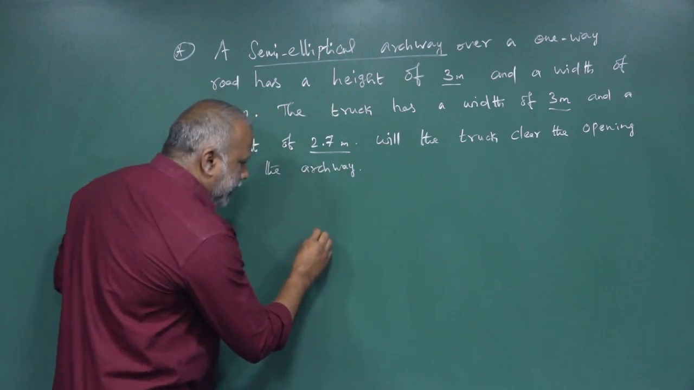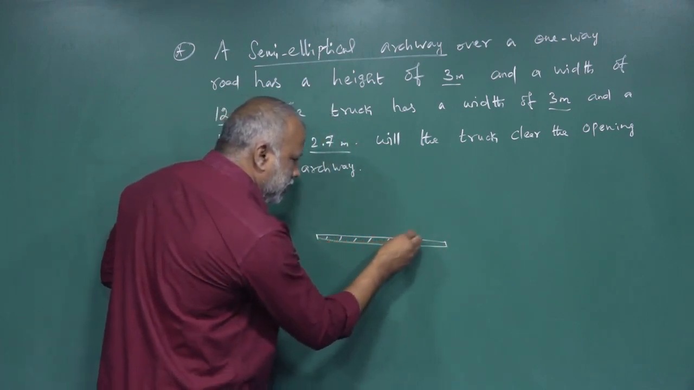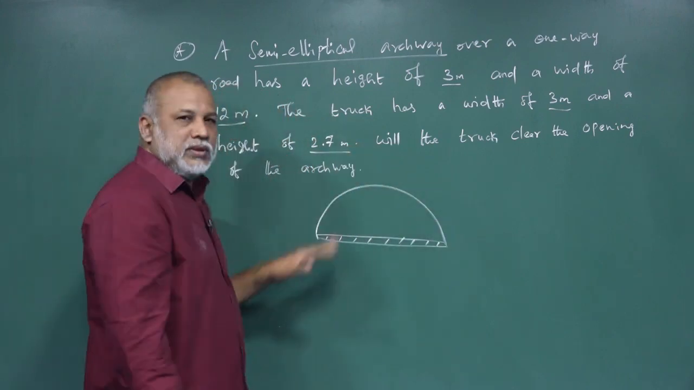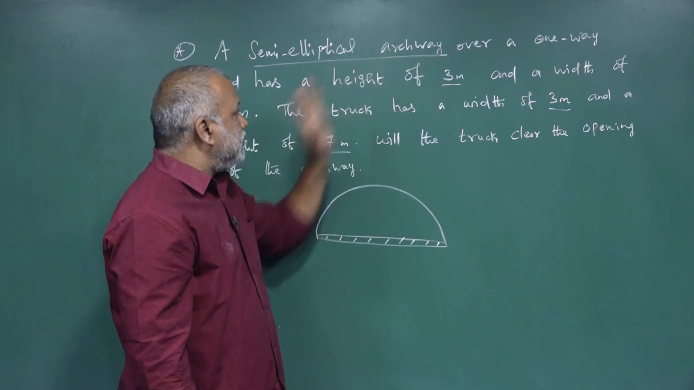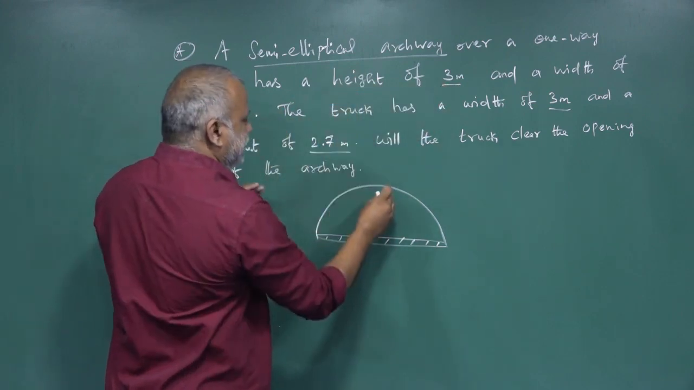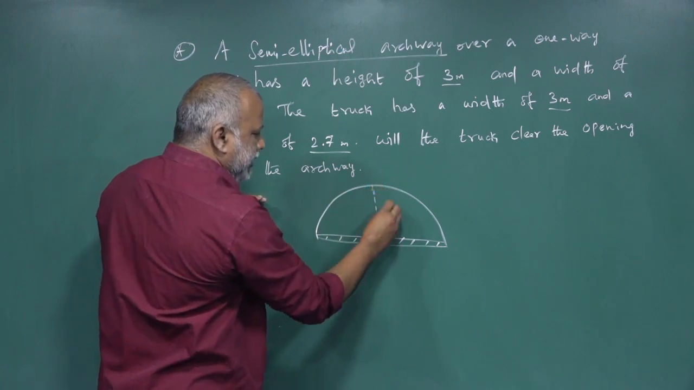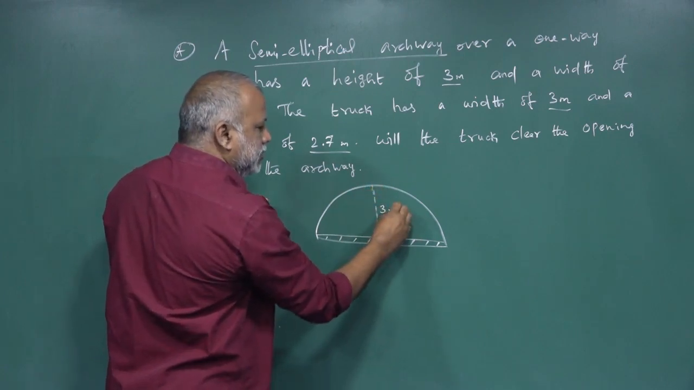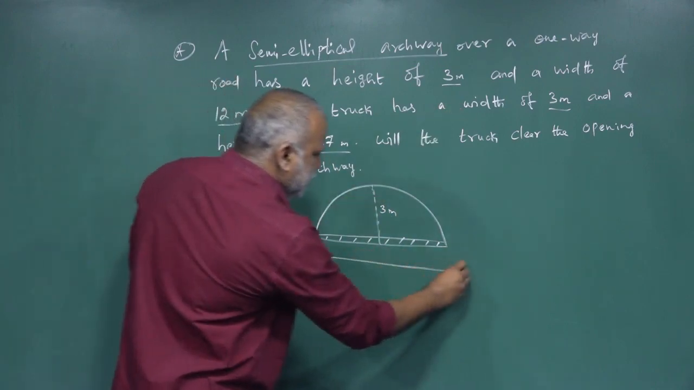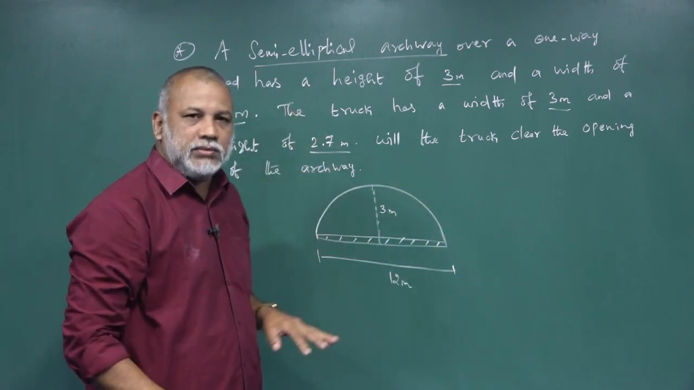For example, I am drawing a simple diagram here. This is the road. In this road, we have one semi-elliptical archway. It has a height of 3 meters from the center and a total width of 12 meters. This is the given data.